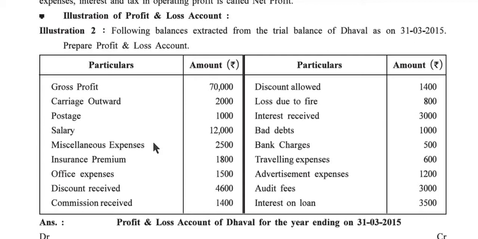Commission received. If the word received is there, then it is an income and we have to write it on the credit side. If the word expense is there, we know that it is an expense and so we have to write it on the debit side. Commission received, credit side.